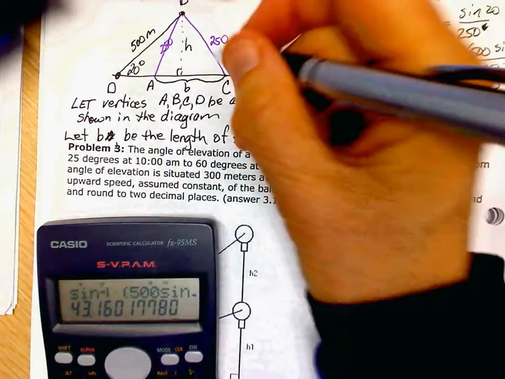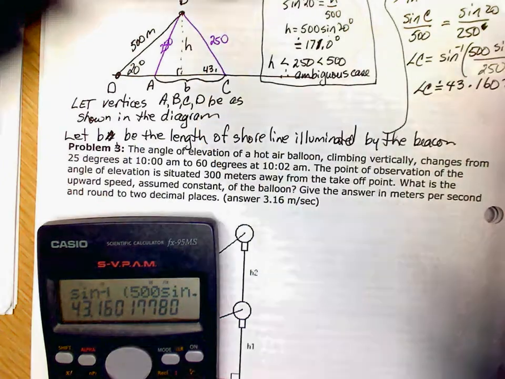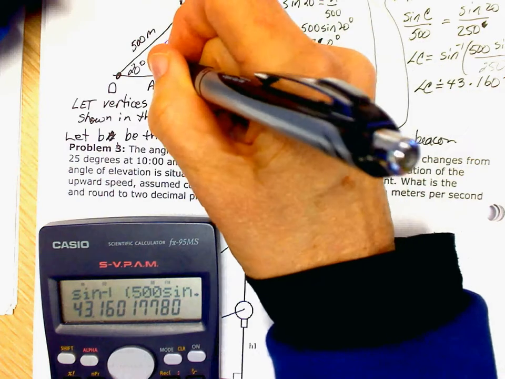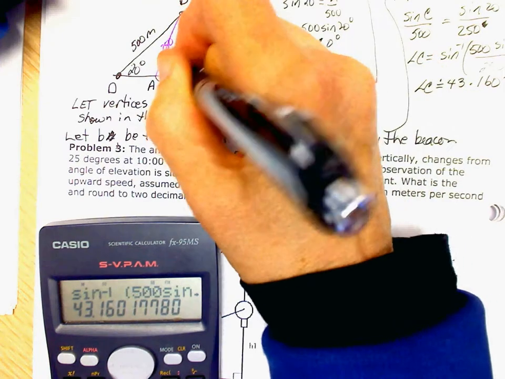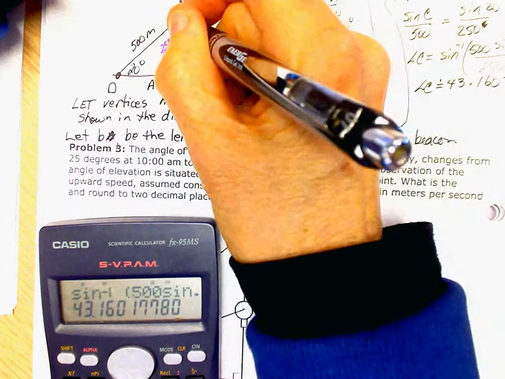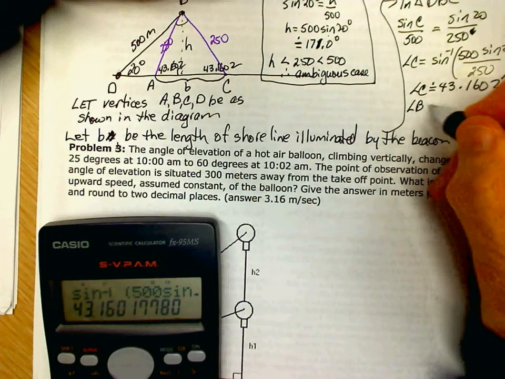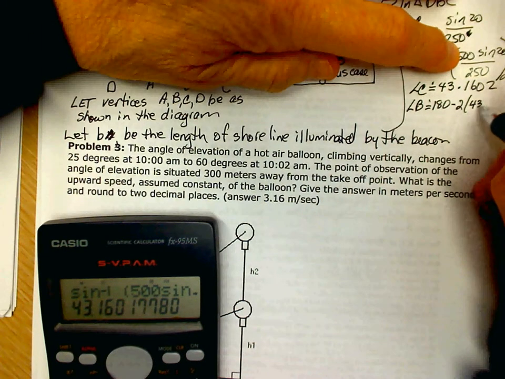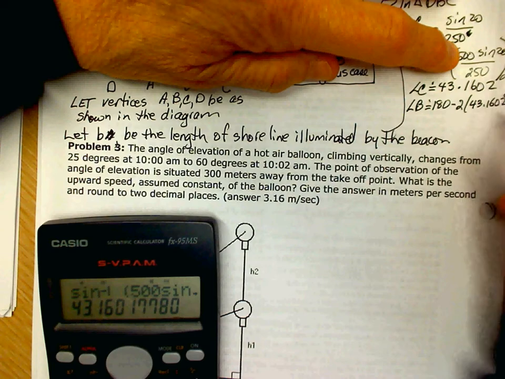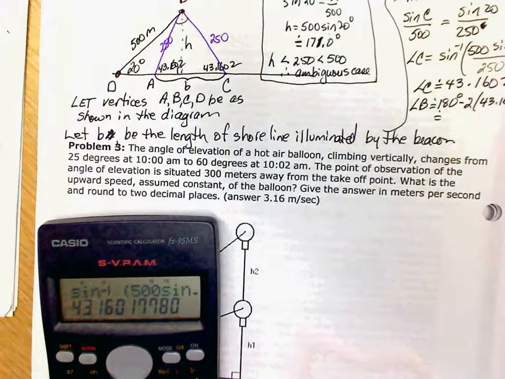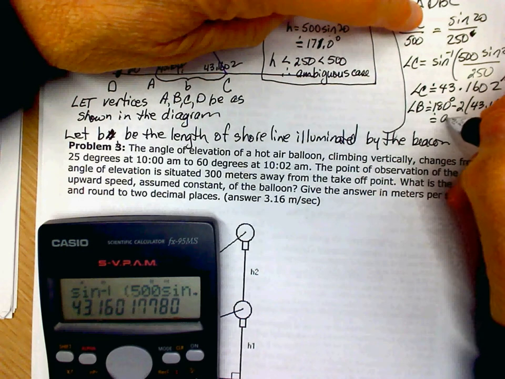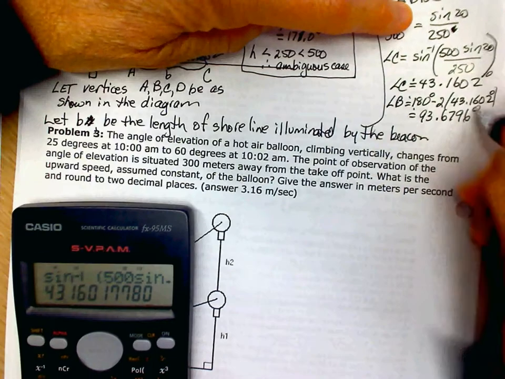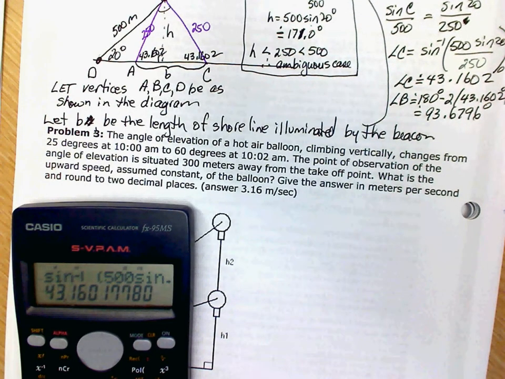So this is 43.1602. This is an isosceles triangle, 43.1602. Now we can calculate angle B. Angle B is approximately 180 minus 2 times 43.1602, which is approximately 93.6796. And I apologize, it's a bit squished. So now we can calculate side B.